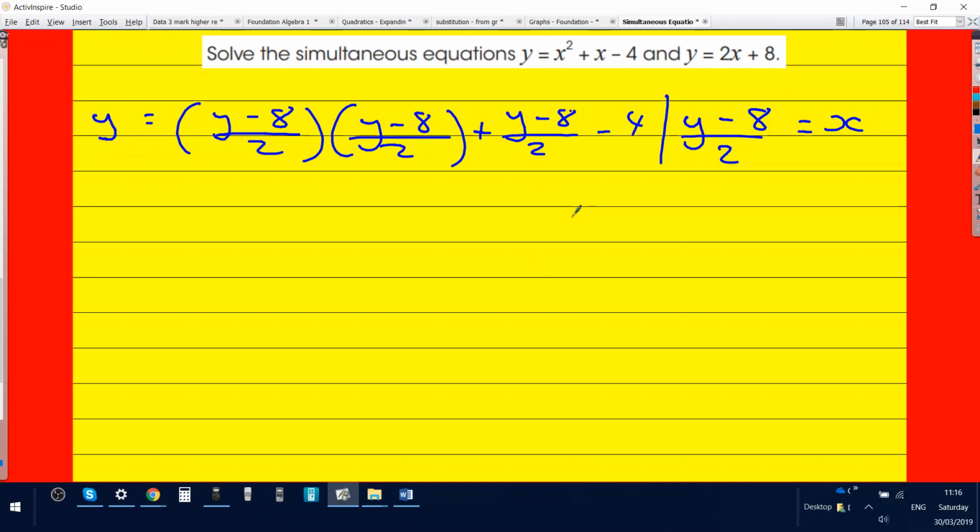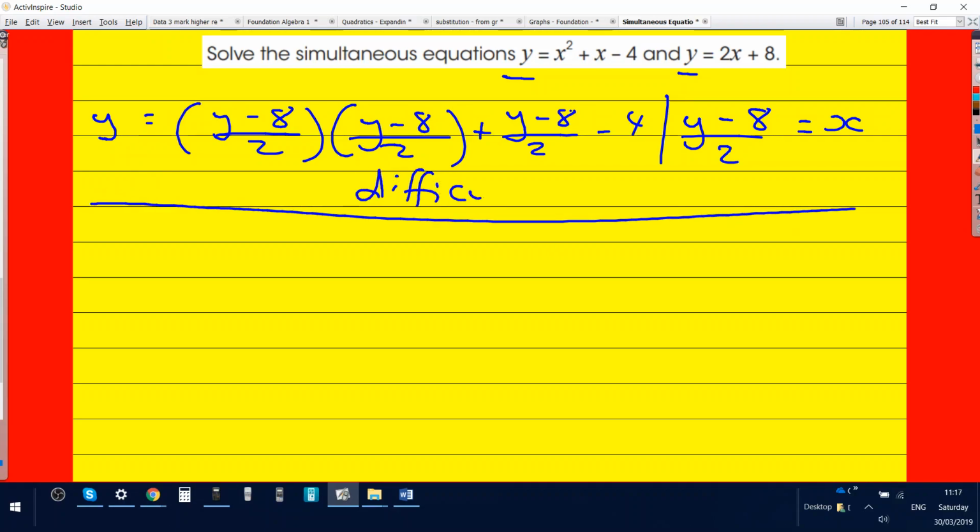You just times the fractions. So yeah, a bunch of tricky stuff. That would be if you made x the subject and subbed it in. But y is already the subject. You could just make it so that 2x plus 8 equals x squared plus x minus 4. Please, do it that way.